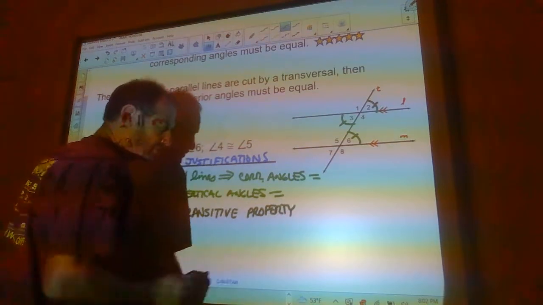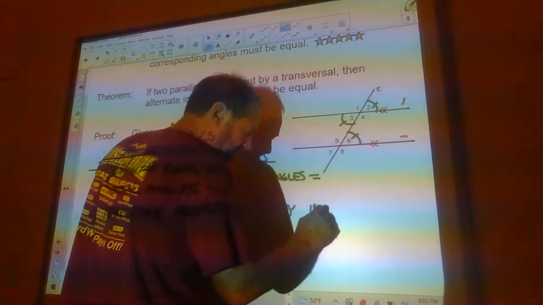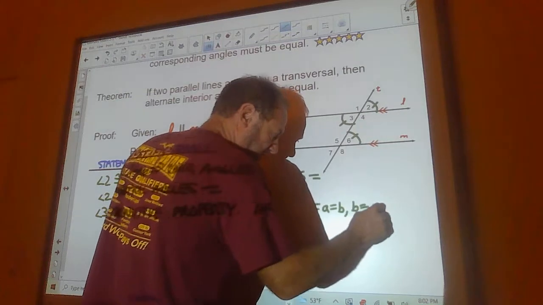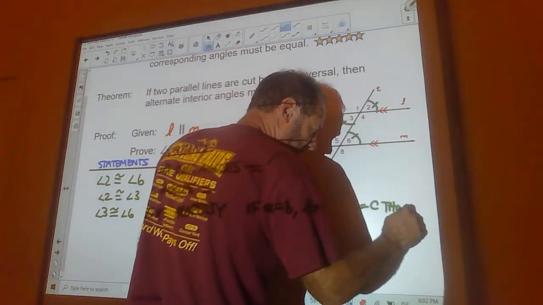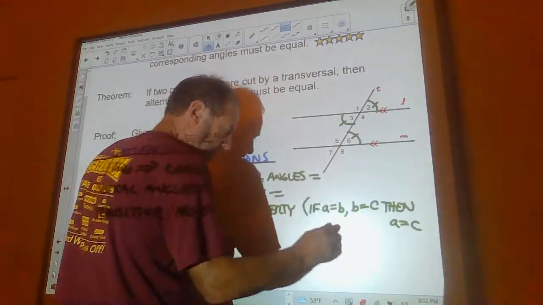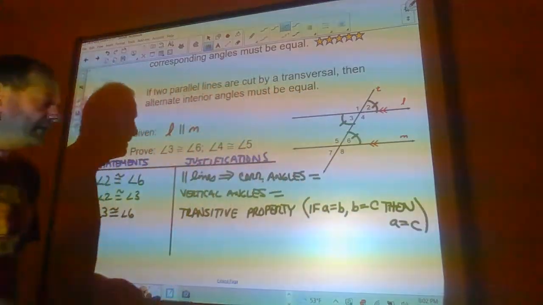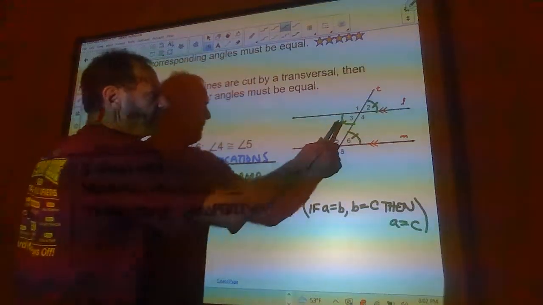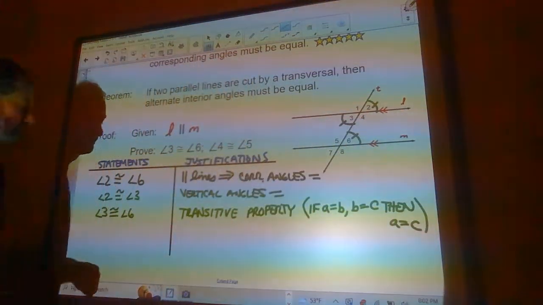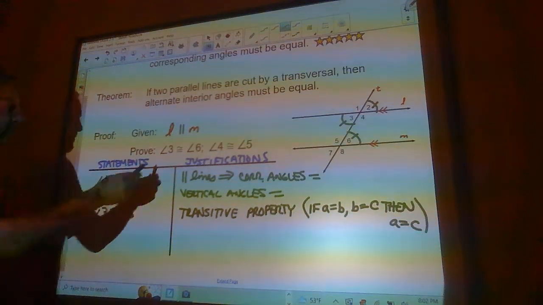Just to refresh your memory, if A is equal to B and B is equal to C, then A had to equal C. Okay, that's the transitive property. So if A is equal to B and B is equal to C, then A and C have to be equal. And we've proved this.